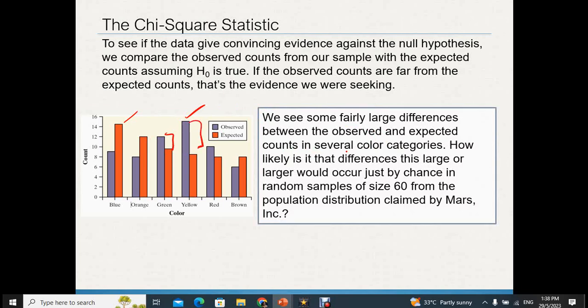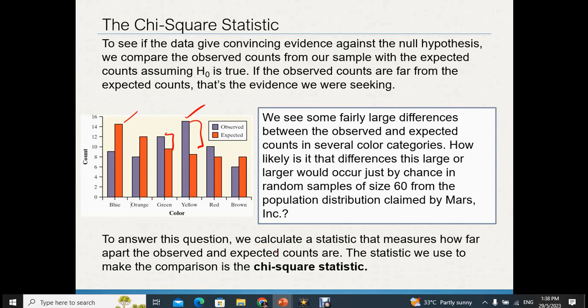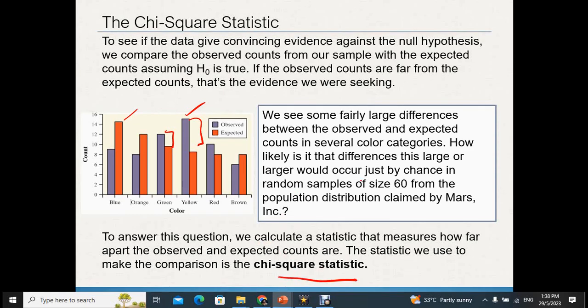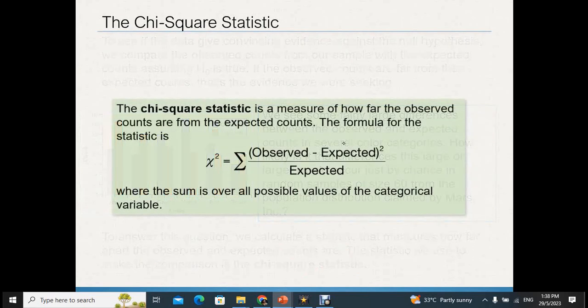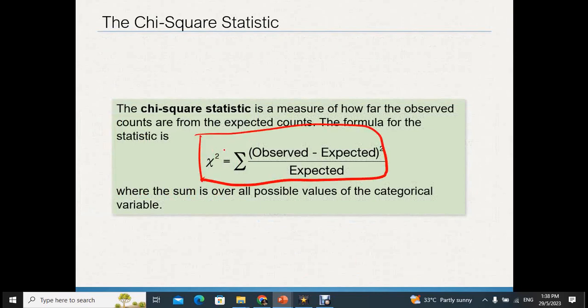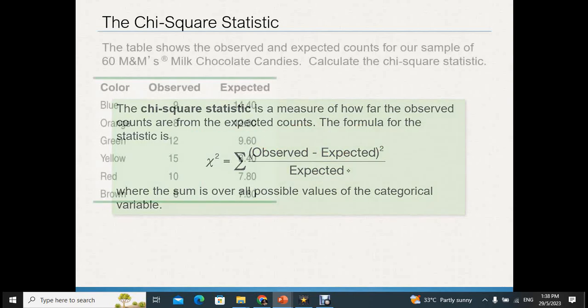So how likely is a difference this large to occur by chance, by random sampling from the population? That is our question. To answer this, we need to use the chi-square statistic. This is the formula, X square. Previously I taught you, X square equals observed minus expected, squared, divided by expected.